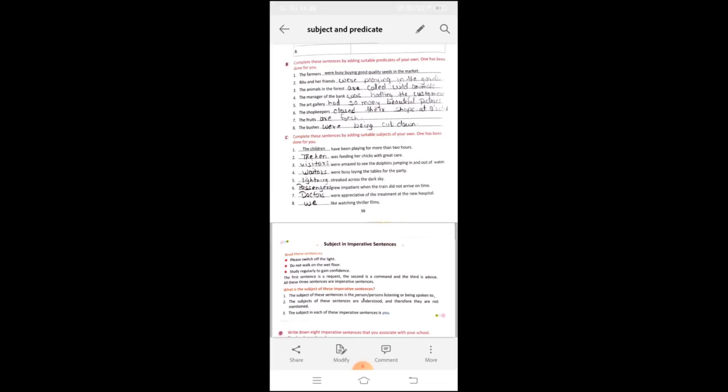Like watching thriller films. Here you can write any of the subject because anyone can like watching thriller films. So here I have written, we like watching thriller films. You can write as, I like watching thriller films, or you like watching thriller films, like that. So you have to write the suitable subject for these predicates. These were the examples of declarative sentences.